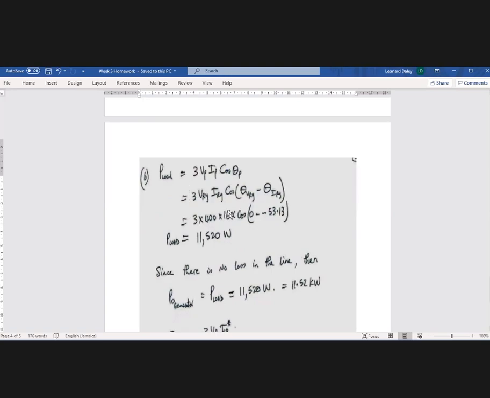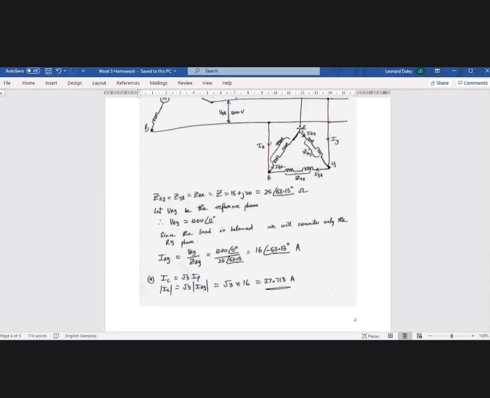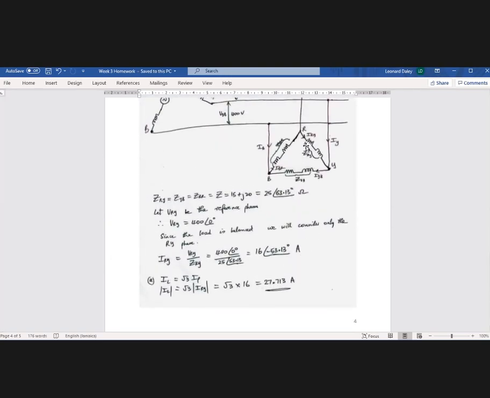All right. And the load is a delta connected load. So 3V phase, V phase here. VRY is a phase voltage here. Although it's a line voltage, our reference phases are always phase voltage.